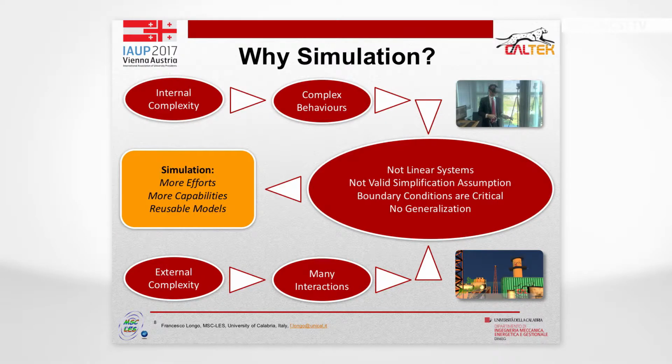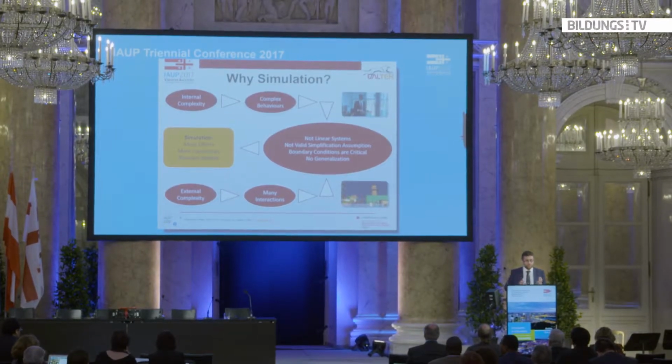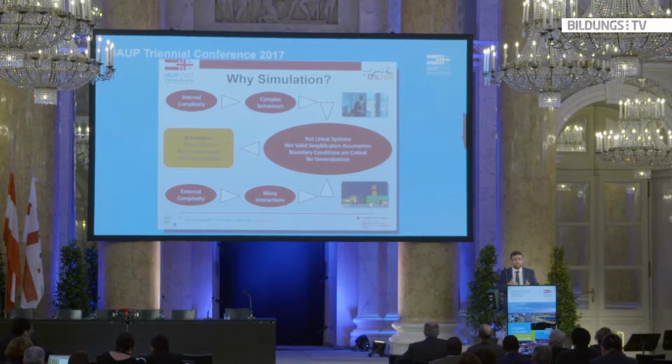But first of all, we should ask why modeling and simulation. Every day we deal with very complex systems. Let's consider, for instance, a manufacturing system. In a manufacturing system, you have multiple operators, multiple machines, multiple stochastic variables evolving and interacting at the same time. So this is for sure a system with complex behavior.